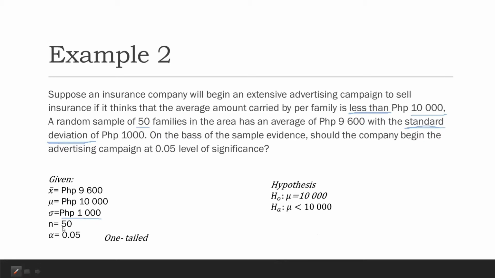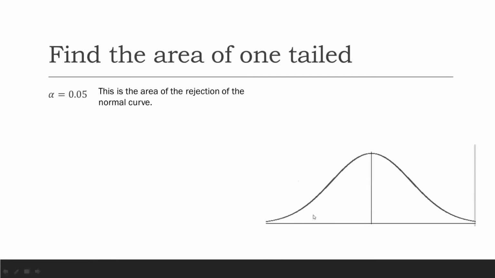Next is to identify kung ano yung test statistic na gagamitin natin. So, since yung N natin ay 50, which is greater than sa ating 30, ang gagamitin nating test statistic is z-test. So, let's move. So, we are going to find the area of one-tail. So, since this is one-tailed, this is the rejection region of the normal curve. So, sa ating normal curve, eto na yung ating rejection, which is 0.05. So, this part is 0.05.